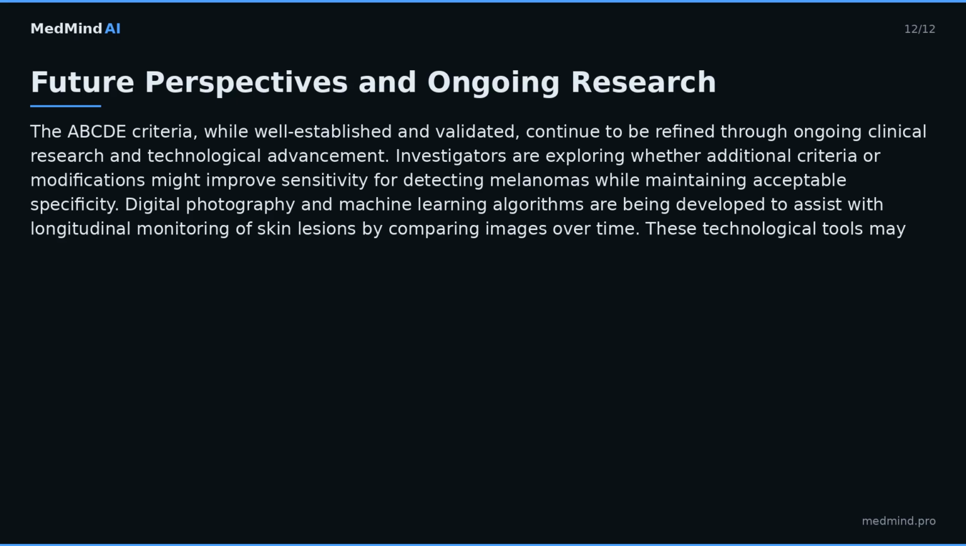Additionally, research into biomarkers and genetic signatures of melanoma promises to complement morphological criteria with molecular information for improved risk stratification. The field is moving toward personalized approaches that integrate ABCDE assessment with patient-specific risk factors, dermatoscopic findings, and emerging biomarker data. As these advances develop, the fundamental principles underlying the ABCDE criteria, vigilance, awareness, and evidence-based evaluation, will remain central to melanoma prevention and early detection strategies.